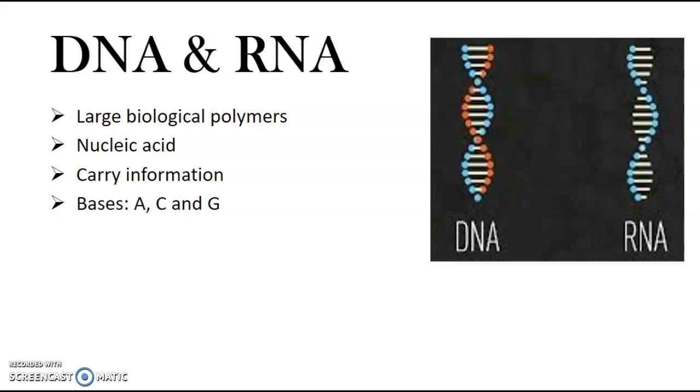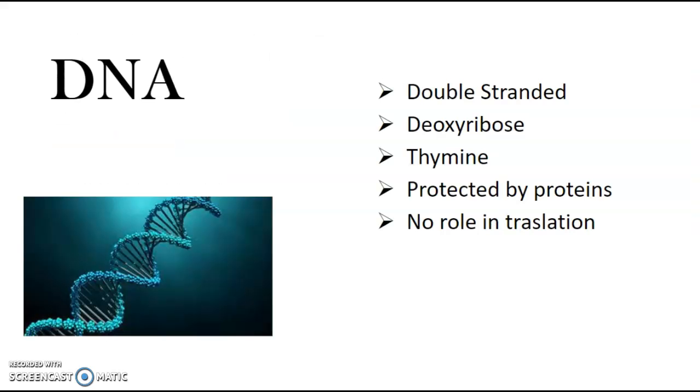Now we're going to talk about the differences of DNA and RNA. We are going to start with DNA, which is considered to be double-stranded. It is protected by proteins and has several repair mechanisms. You can find DNA within mitochondria and chloroplast.